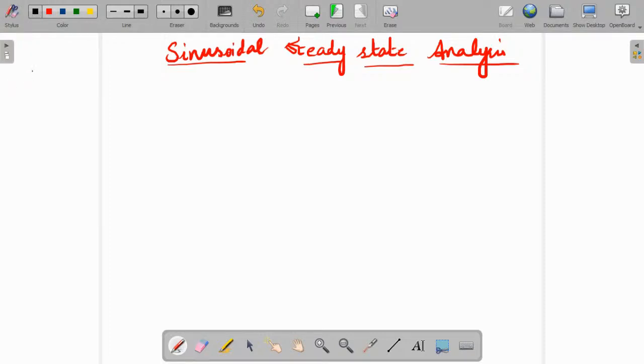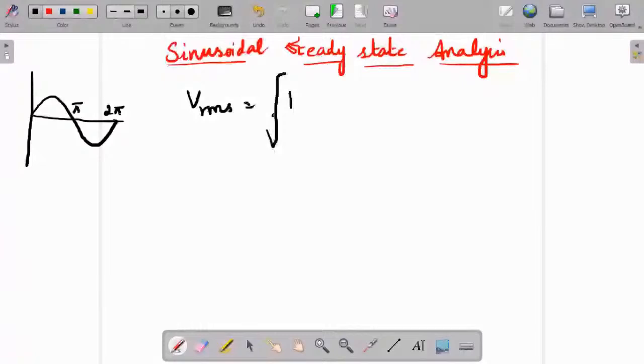So first, if your signal is a sinusoidal signal with period 2 pi, then how to find VRMS? So VRMS is given by square root of 1 by 2 pi integral over 2 pi v square dt.